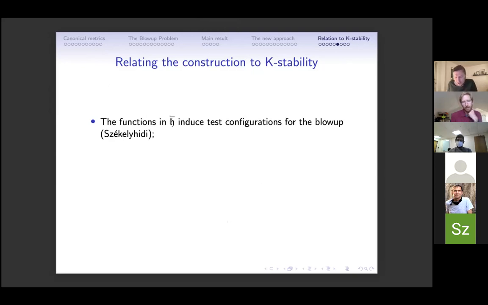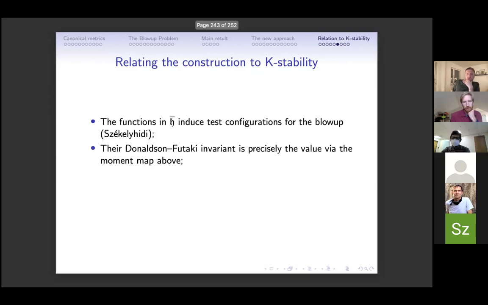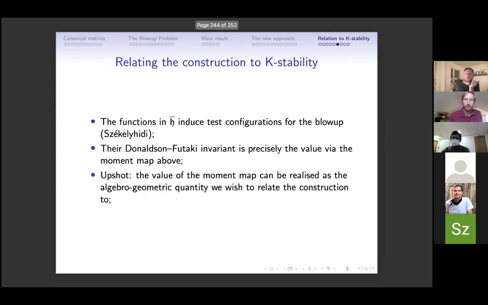So just to briefly outline the remaining steps of the proof. The functions in the space H or H epsilon induce test configurations for the blowup. This was known through work of Székelyhidi. And now their Donaldson-Futaki invariant is precisely the value that you get out of the moment map that I just discussed. So the upshot is that the value of the moment map can be realized as the algebro-geometric quantity that we wish to relate the construction to.